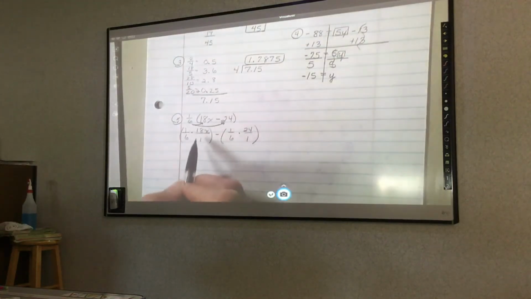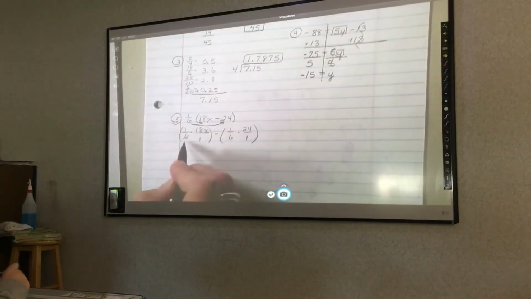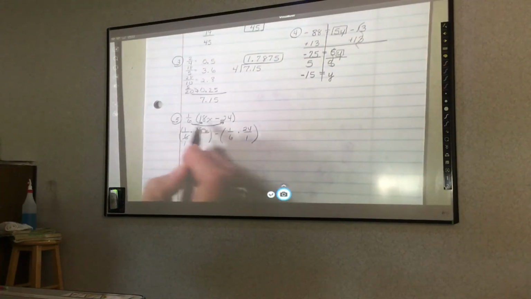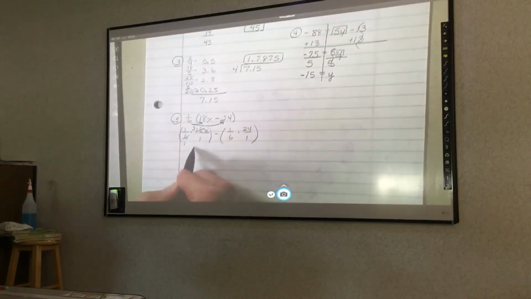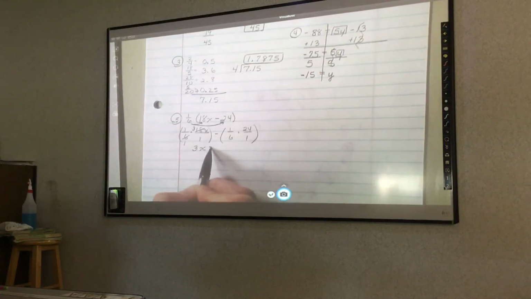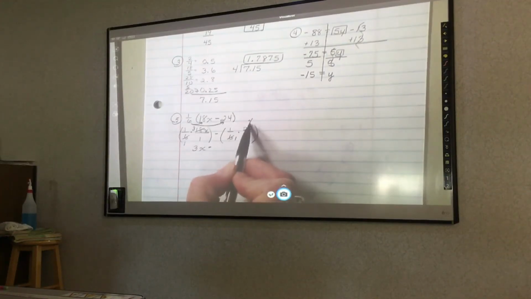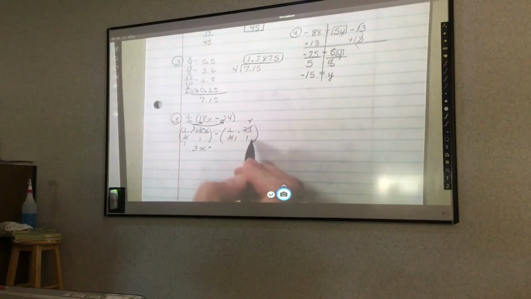Before I multiply fractions, I'm going to cross cancel by 6. 6 becomes a 1, 18 becomes a 3. So I have 1 times 3, x is just 3x. Bring down my subtraction sign. Reduce by 6. 6 becomes a 1, 24 becomes a 4. 1 times 4 is 4, 1 times 1 is 1, so it's just a 4.